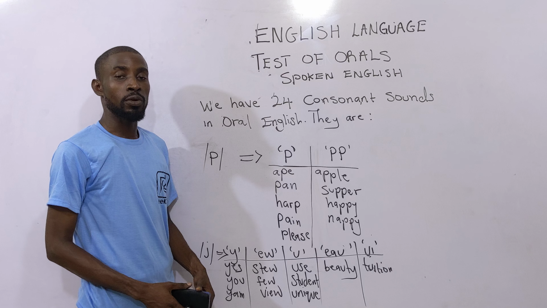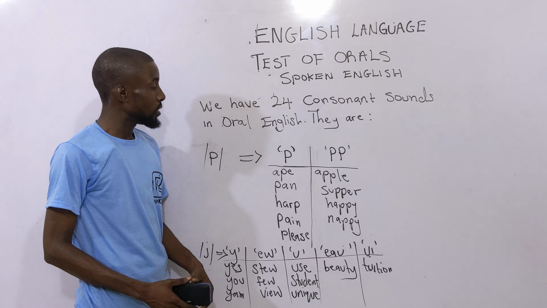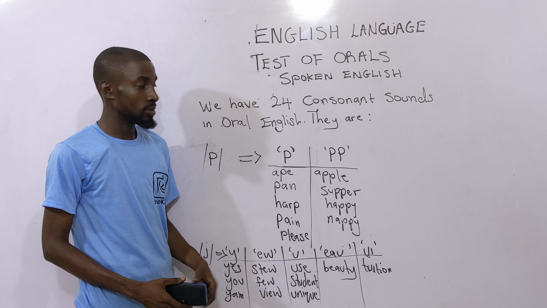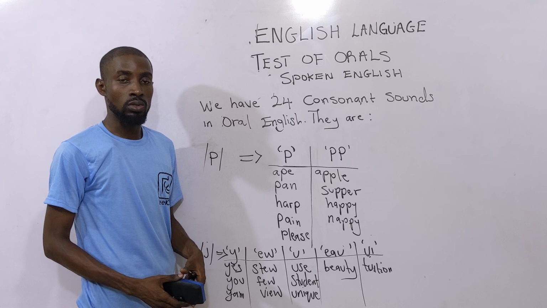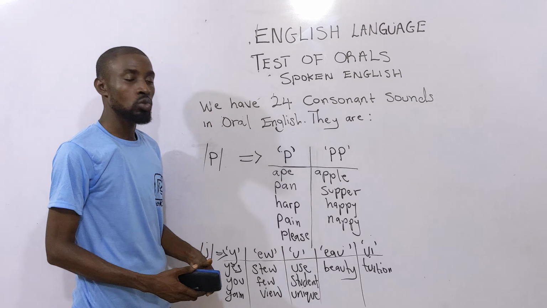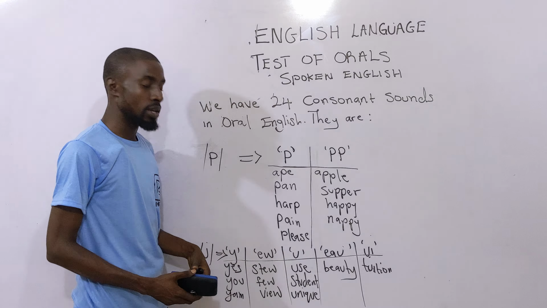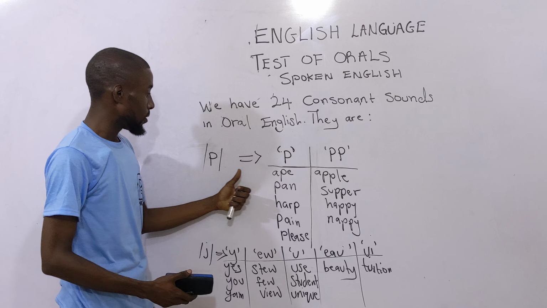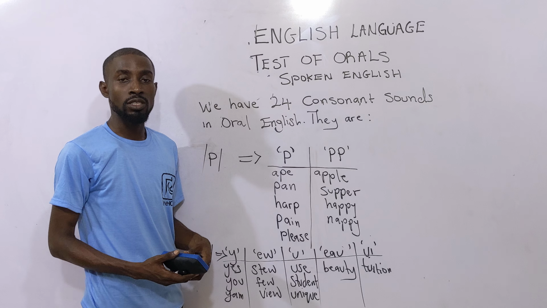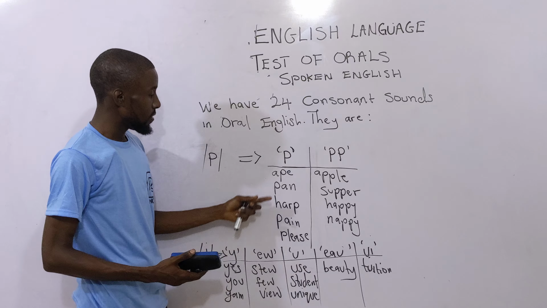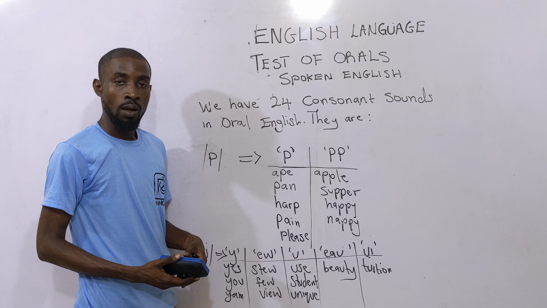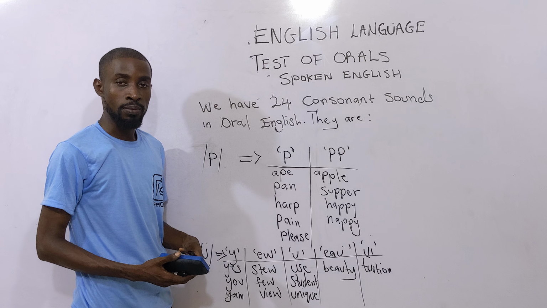Yeah, it's still a continuation of test of orals, under the consonant sounds. And we have these two on the board, the P and the Y sound. Under the P sound, we still have varieties of spellings. Here we have single P and that's double P.